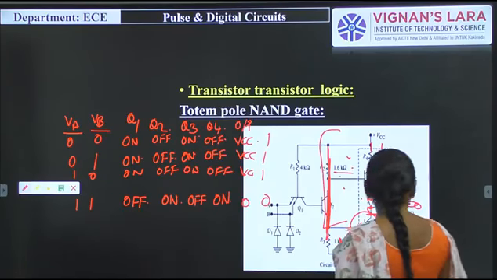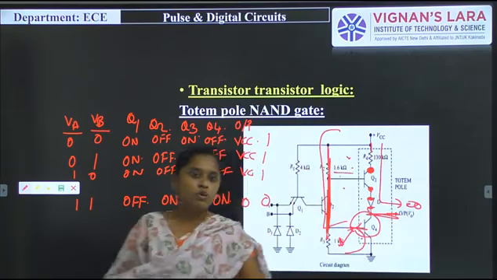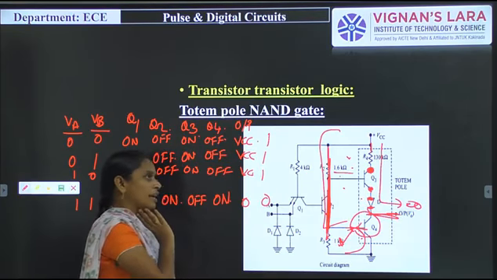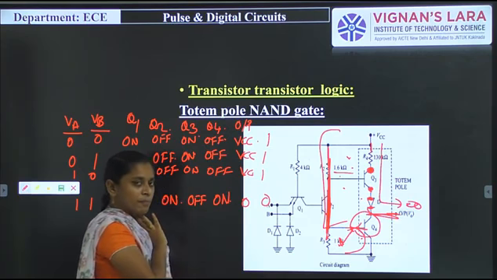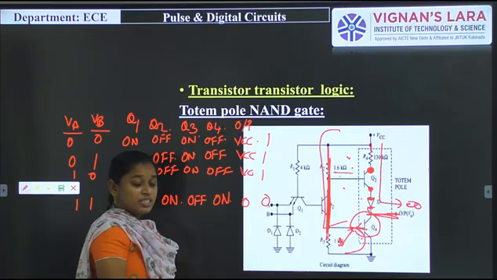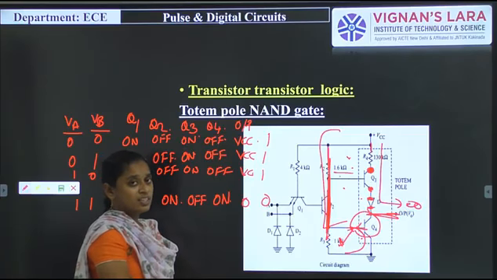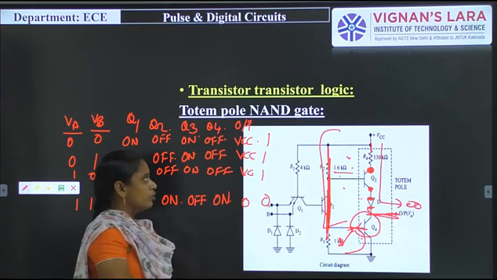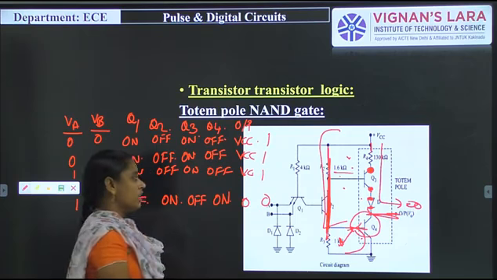And the totem pole outputs cannot be wired ANDed. The major problem of this particular one is that it cannot be wired ANDed. So that is a major problem of this totem pole connection. But it has the most important advantage, that is, it gives a fast operation. The operation of this totem pole connection is very fast. So that is an advantage of this totem pole connection.